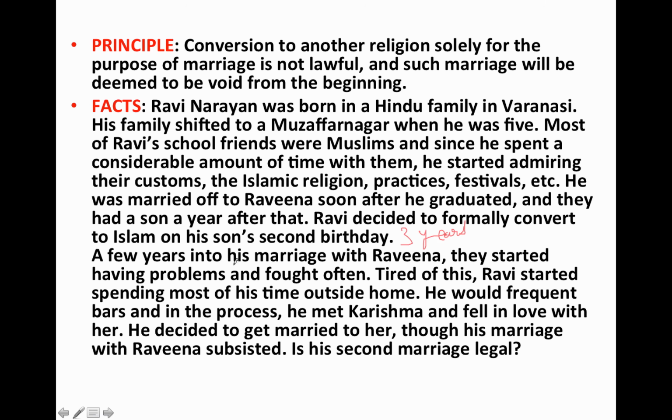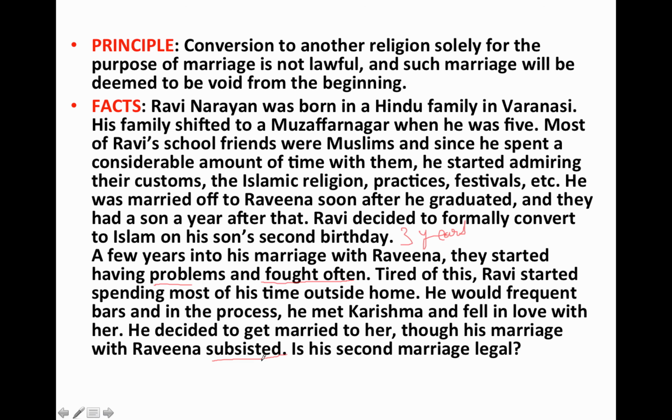Now a few years into his marriage, they started having problems and they fought often. Tired of this, Ravi started spending most of his time outside home. He would frequent bars, and in the process, he met Karishma and fell in love with her. He decided to get married to her, though his marriage with Ravina subsisted. Subsisted means it is continuing, it is also going on.